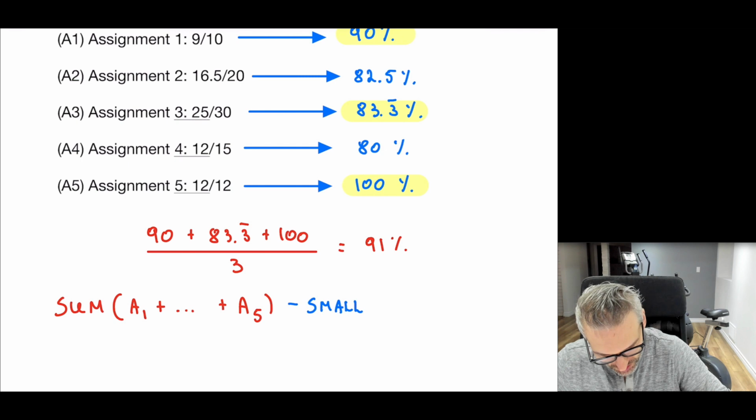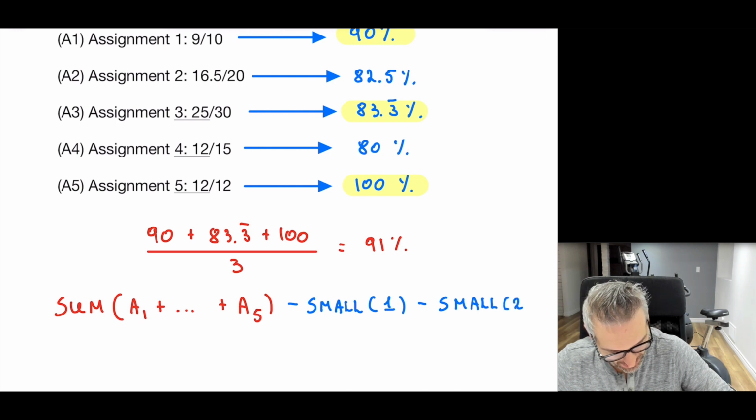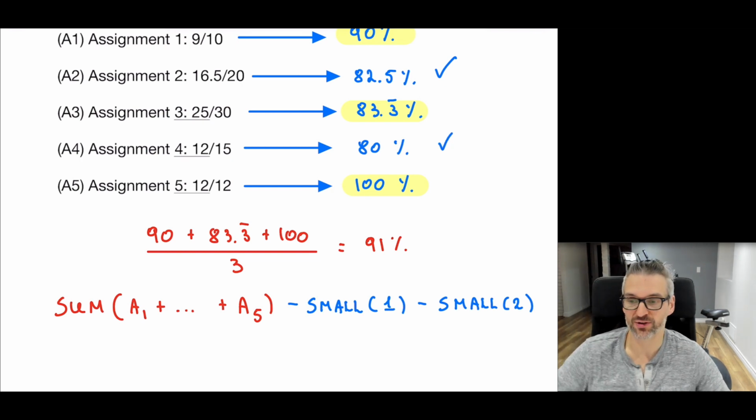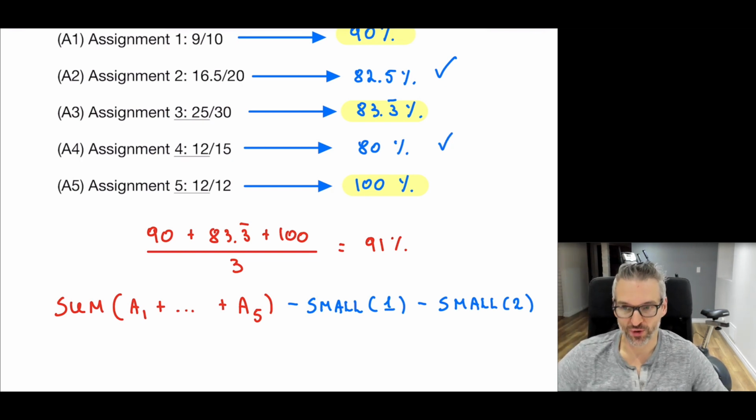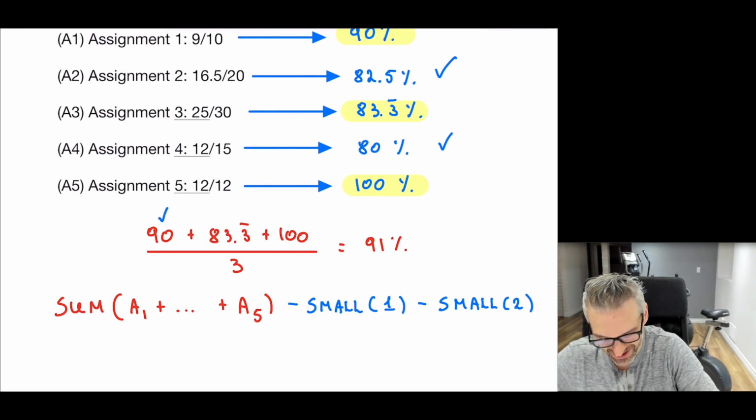So I'm going to take the smallest assignment. From the entire list, I want to take the first one, which is the smallest, and then I'm going to also remove, because I'm dropping 2, the second smallest assignment, and that would have been these 2 particular items. If I subtract those from the sum, that's just going to leave me with these particular marks.